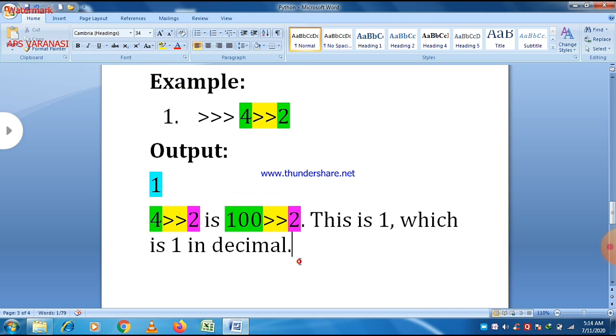100 is right shifted by 2 because the binary equivalent of 4 is 100, and then the answer is 1 in binary, and when we convert 1 into a decimal number, its equivalent is also 1. Its decimal equivalent is 1 because it is multiplied by 2 power 0, and 2 power 0 multiplied by 1 is equal to 1. So the decimal equivalent is 1.